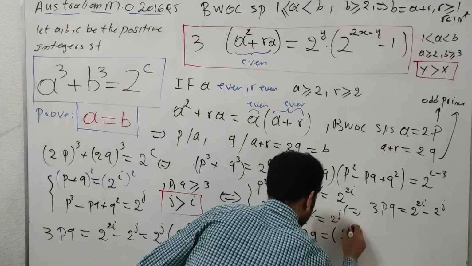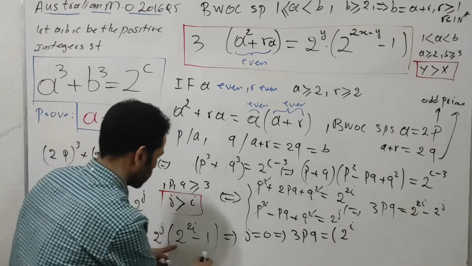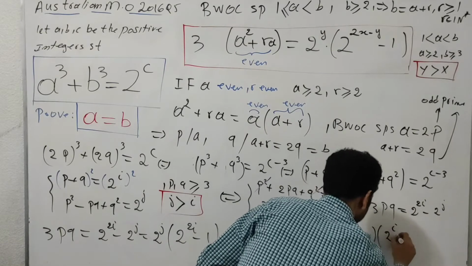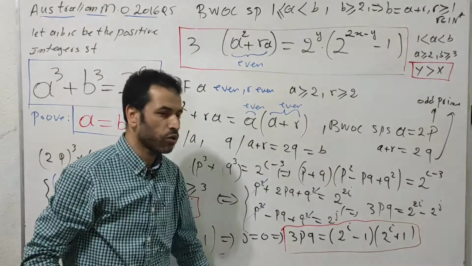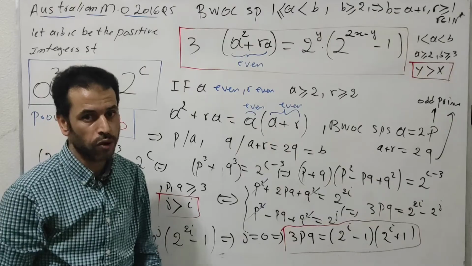So if j equals 0, this implies 3pq equals 2 to the 2i minus 1. I'm going to factor this as a difference of two squares. We'll have (2 to the i minus 1) times (2 to the i plus 1). Okay, I have ended with this expression. I'm running out of room, so I'm going to clean up this board, keep this expression at the top, and continue with our problem.